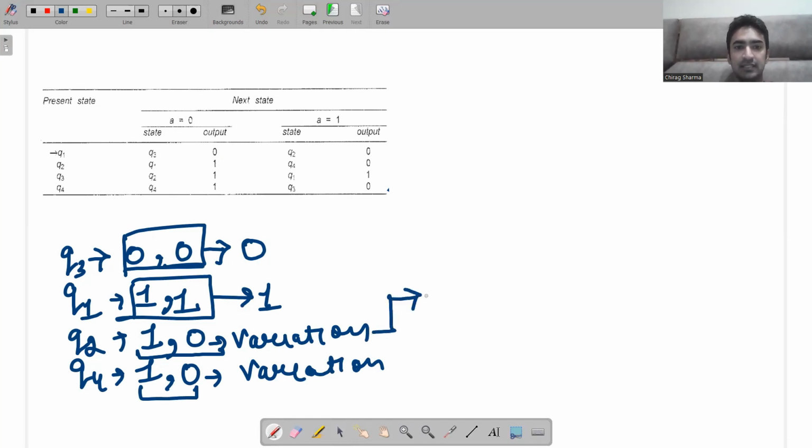So the first state is Q2 0, Q2 1. Why did I create two states? Because I'm not certain what the output of Q2 is. It can be 0, it can be 1.